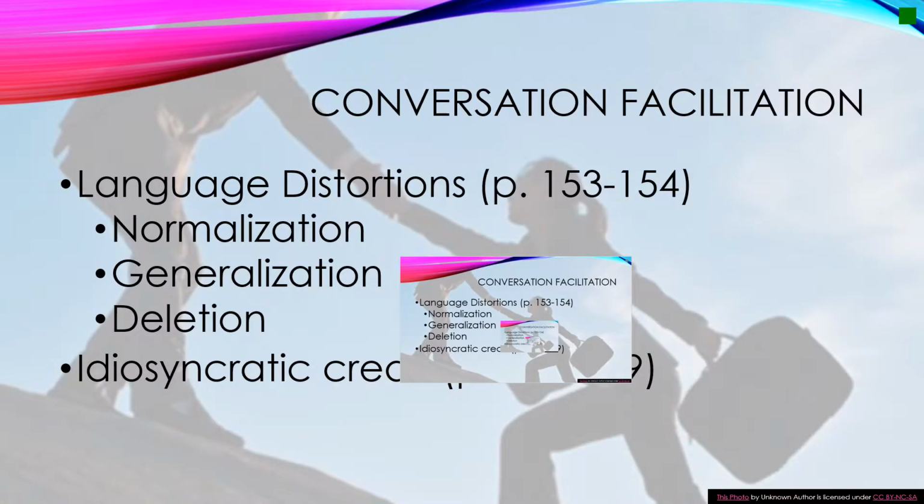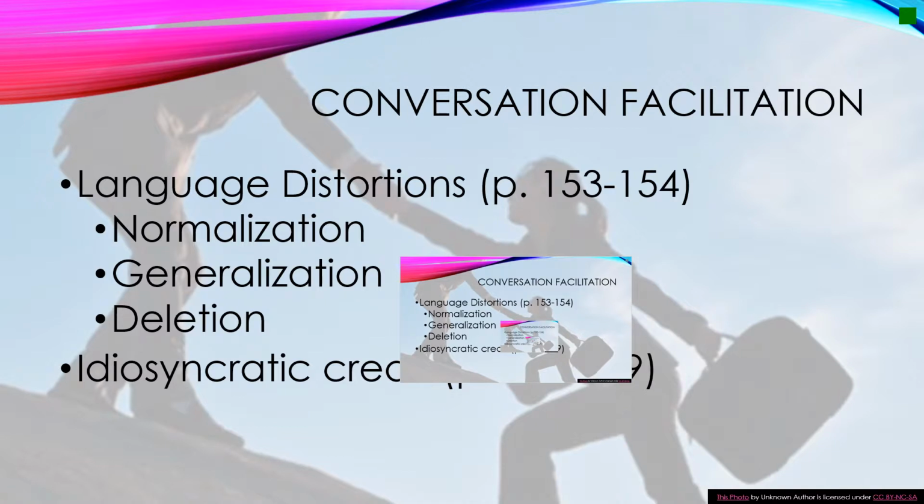We've reached a point in our process of learning how to effectively enable the helper-helpee relationship so that together we can start to come up with some action plans for our helpee. In this chapter, Chapter 15, which is called Facilitative Responding, it discusses some things that we really need to watch in our conversations. These are things that cause language distortions.